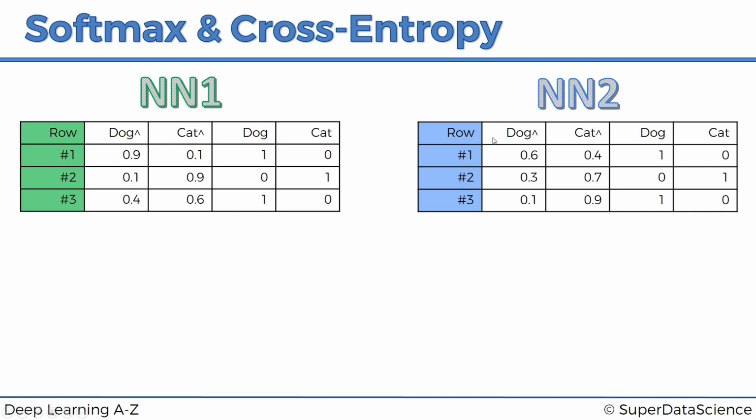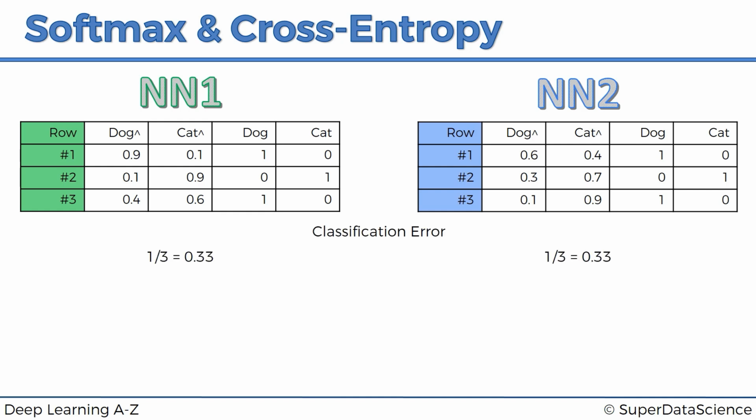And same for neural network number 2. So dog 60%, cat 40% in the first image. That's what it predicted. The correct answer was dog, not a cat, and so on. And so now let's see what errors we can actually get, so what errors we can calculate to estimate the performance and monitor the performance of our networks.